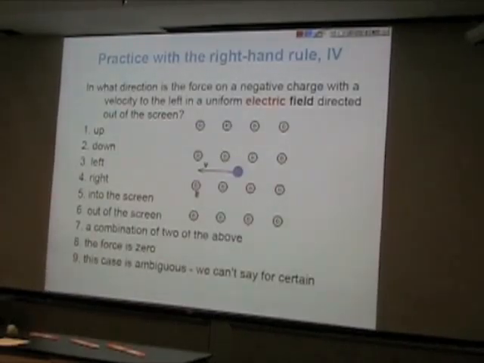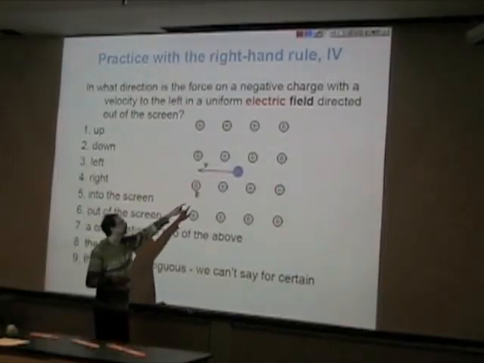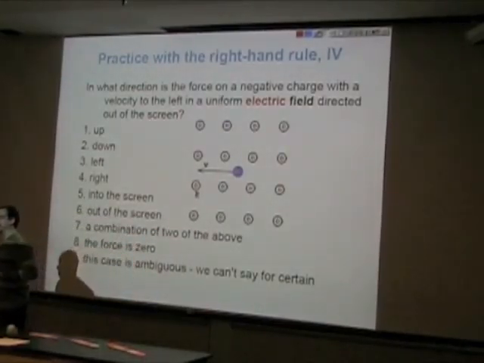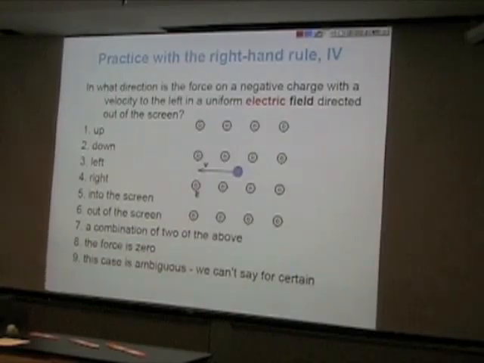Now, here, it's a really good question. We have an electric field acting on the particle. So these arrows represent the electric field now. What's supposed to be the direction of the force acting on this particle from the electric field?